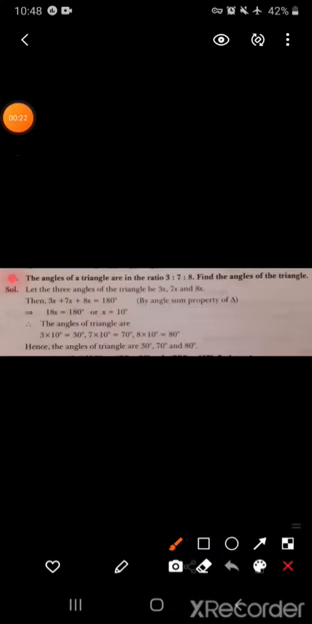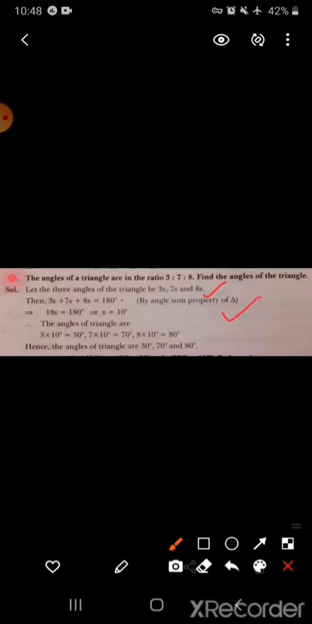The angles of a triangle are in ratio form, 3:7:8. Now we have to find the angles of the given triangle. From where do we start? We start like this. First of all, we suppose from our side, let the three angles be 3x, 7x and 8x. Since they are the angles of a triangle, and we know the angle property of a triangle, the sum of all three angles is equal to 180 degrees. So by using this property, 3x plus 7x plus 8x becomes equal to 180 degrees.